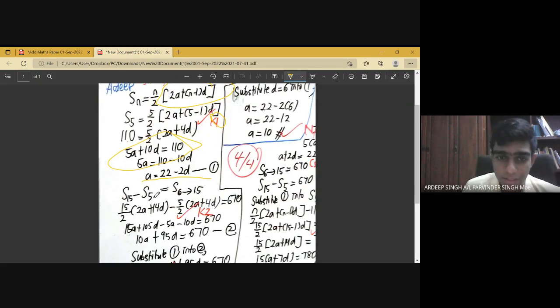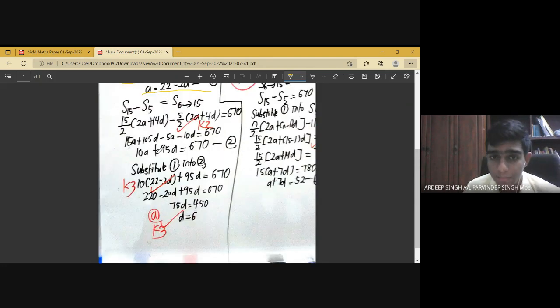For the next one, you take S15 minus S5, like I told you just now, for the subsequent 10 terms, S6 to S15. Instead of S6 to S15, we take S15 minus S5, a simpler way to understand it. So we put 15, you substitute all the values, and you get another mark because of substitution. Then you get another equation here too.